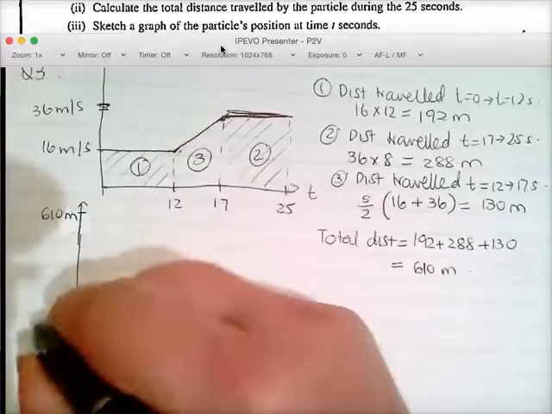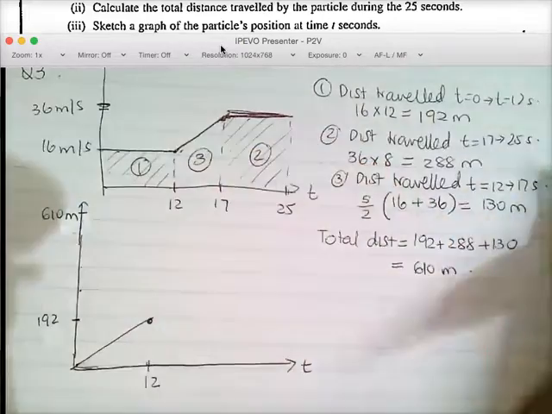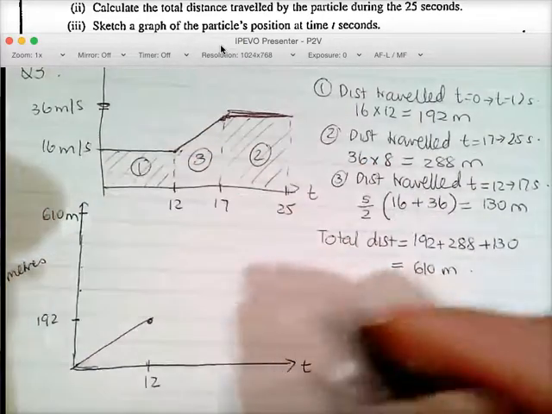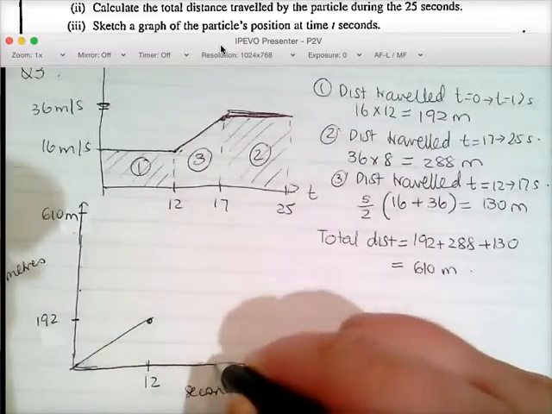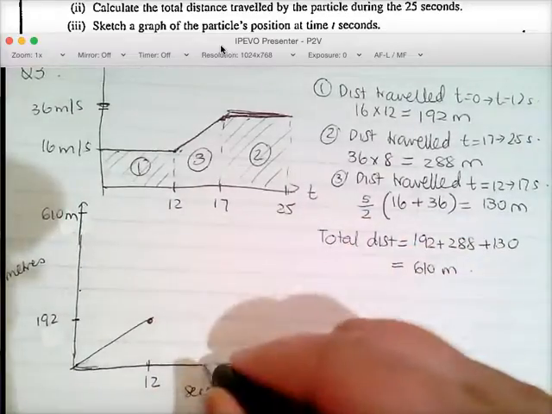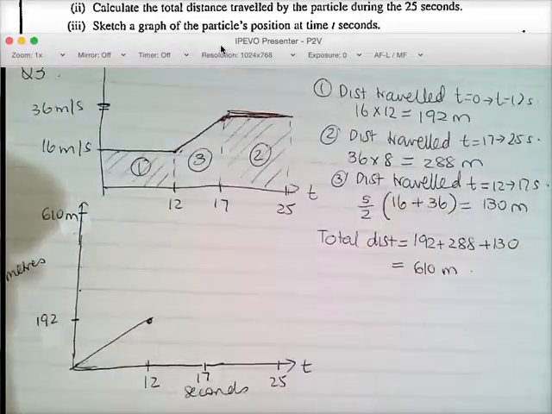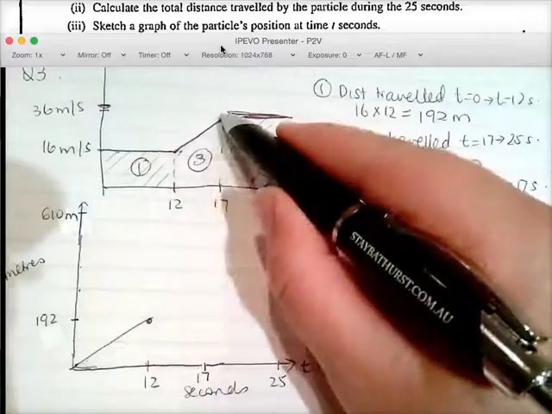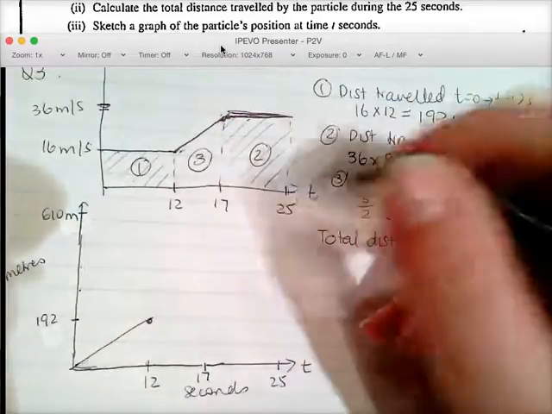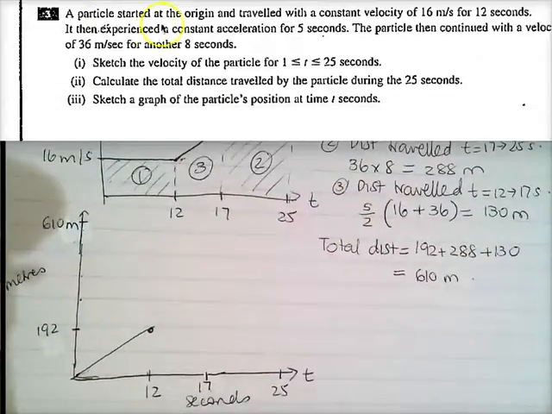First 12 seconds, it travels 192 meters. I don't need to put meters because I can just write meters somewhere else. In 12 seconds. And then over the next 5 seconds, probably not drawn very well to scale, and then we've got the 25-second mark as well. In the next 5 seconds, it does travel with constant velocity, and actually no, it's not constant velocity. It says it had the constant velocity for 12 seconds at 16 meters per second.